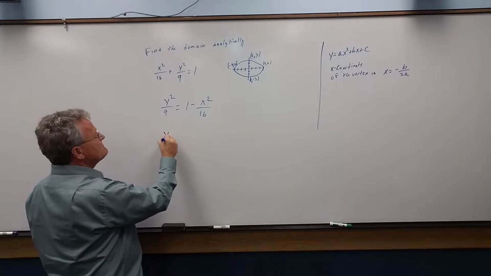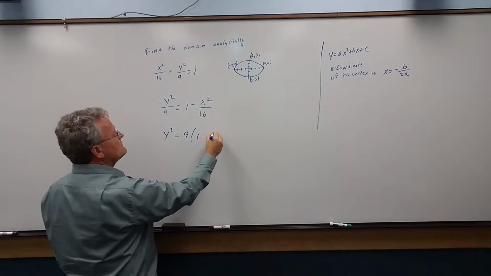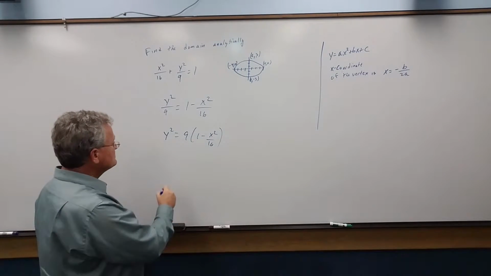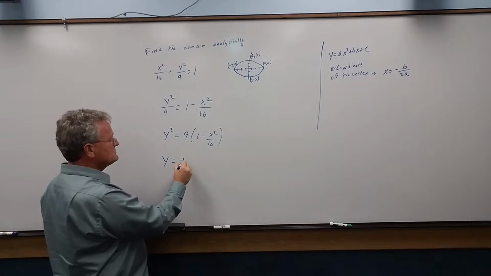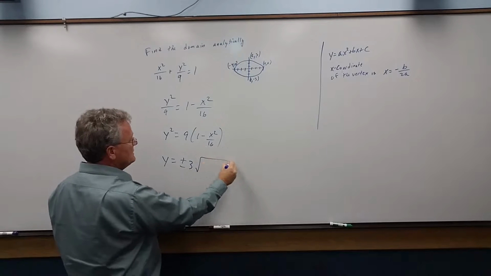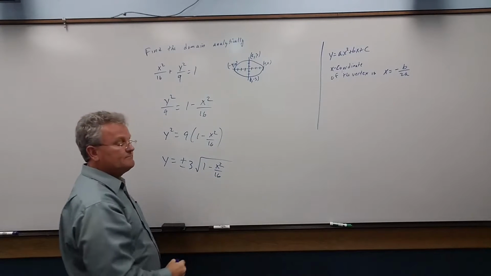Multiply both sides by 9, I get 9 times the quantity, 1 minus x squared over 16. Then I take the square root, so y is equal to plus and minus, the square root of 9 is 3, and here we have the square root of 1 minus x squared over 16.